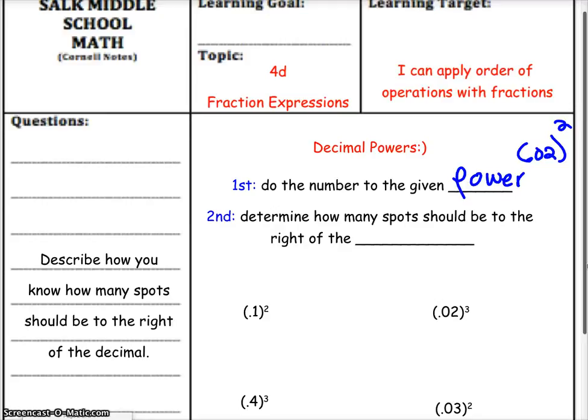So I would need to figure out if I had 2 decimals to the right and I squared it, so I did it twice, I should have 4 decimals to the right. So I do my 4, and then I know I need 4 to the right, so I add 3 placeholder zeros. So I do the number to the power and then determine how many to the right it should be.